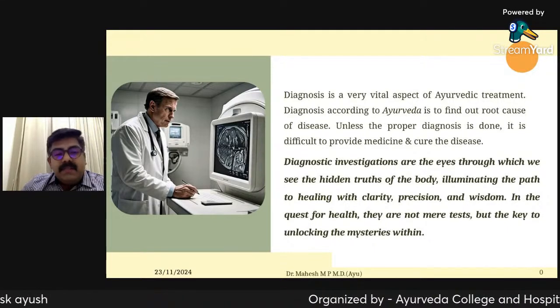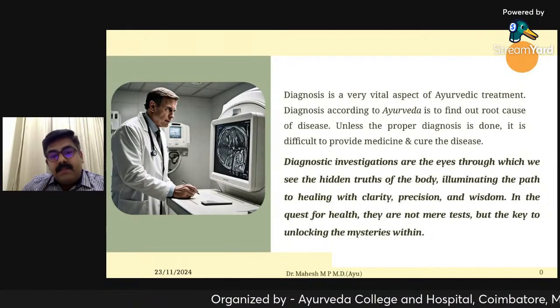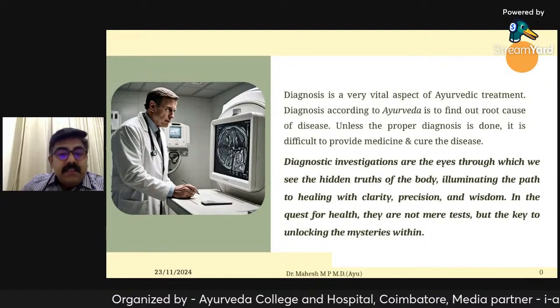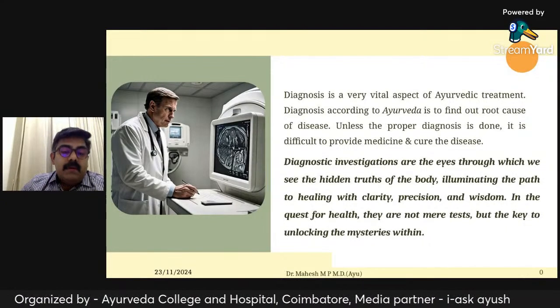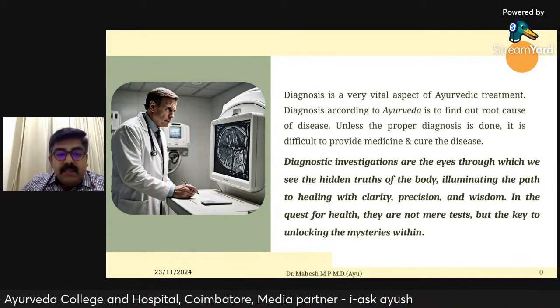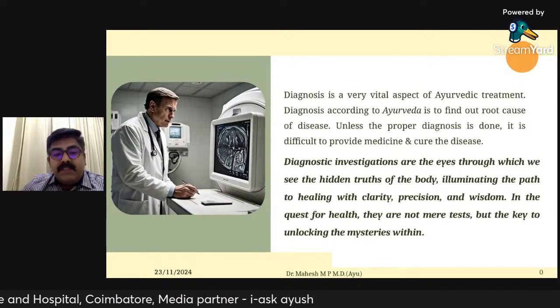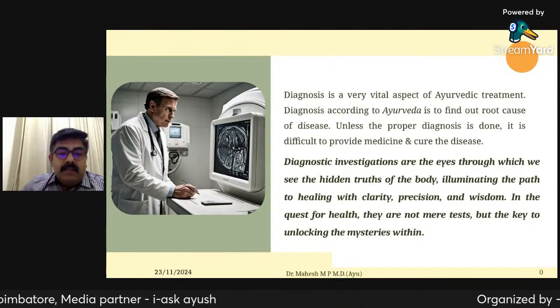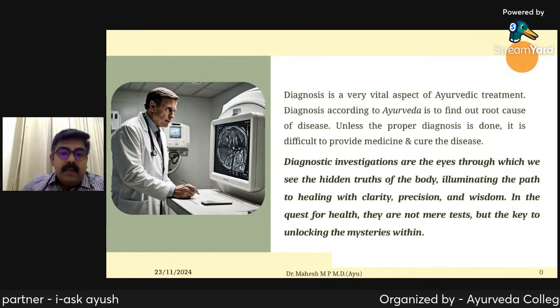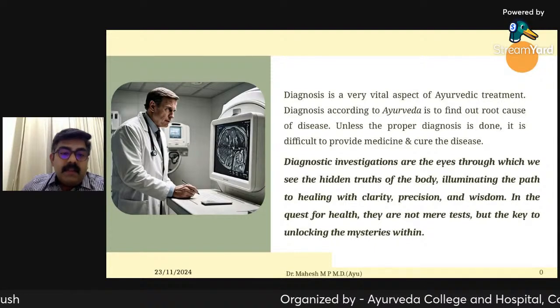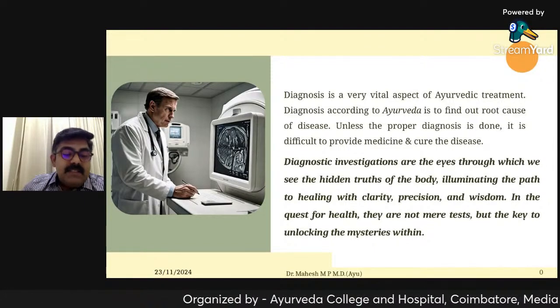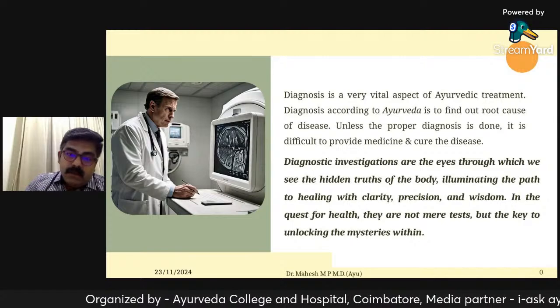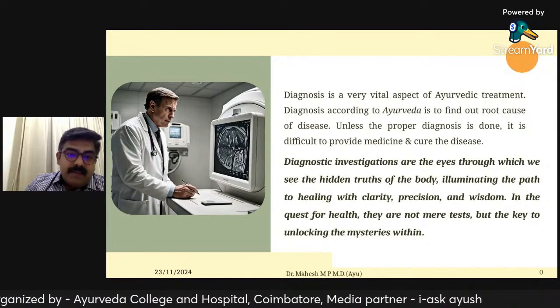So the diagnostic investigations are the eyes through which we see the hidden truths of the body, illuminating the path to healing with clarity, precision, and wisdom. In the quest of health, they are not mere tests, but the key to unlocking the mysterious things within. So, with that, I'm going to start my presentation.